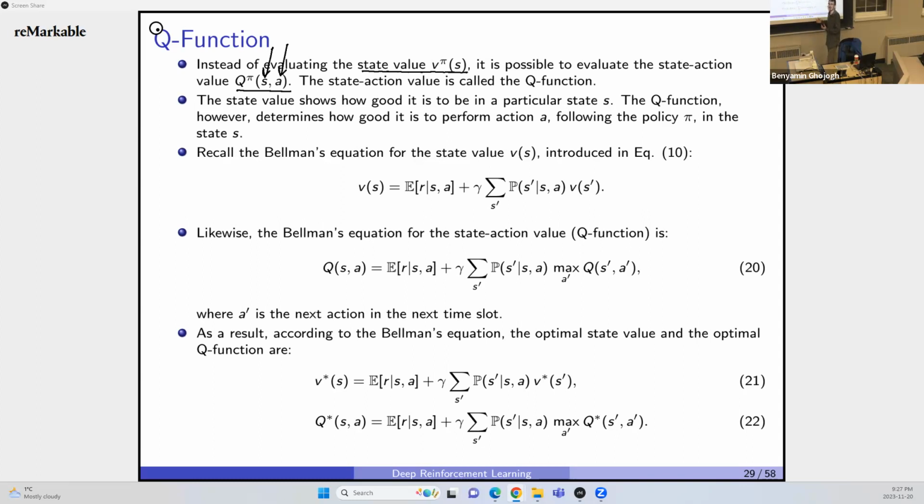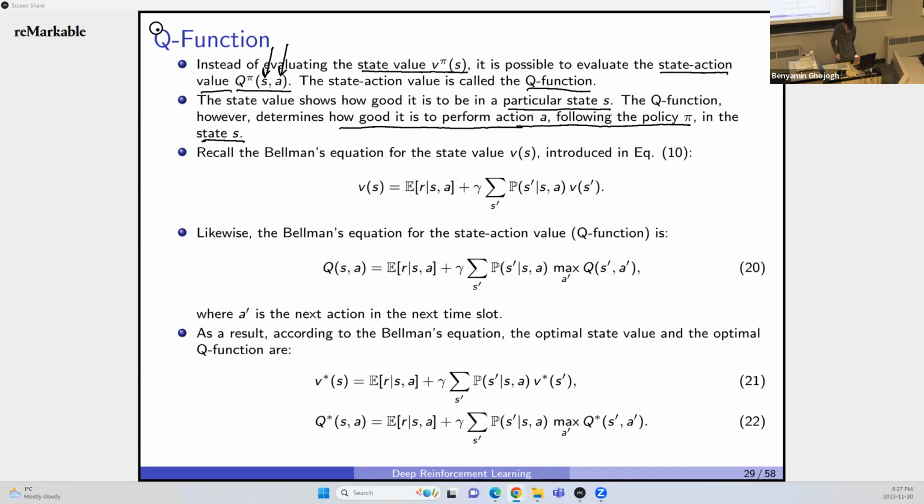Aren't you excited about the beauty of this algorithm? This is very beautiful. So this is called state action value rather than a state value. It's also called Q function. Now, as I said, a state value V shows how good it is to be in a particular state S. But Q function says how good it is to perform action A by policy pi in the state S.